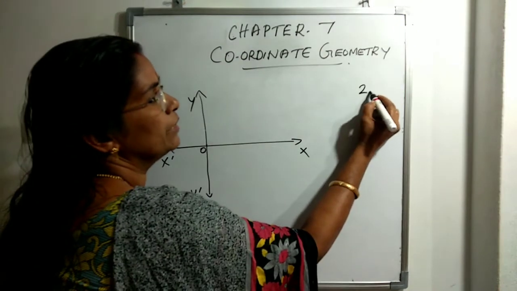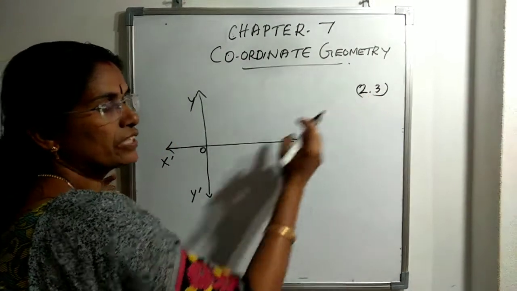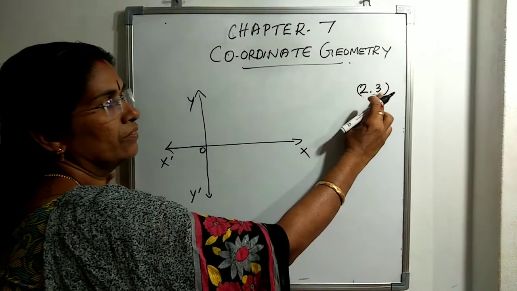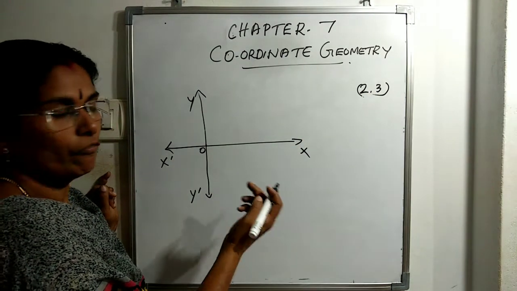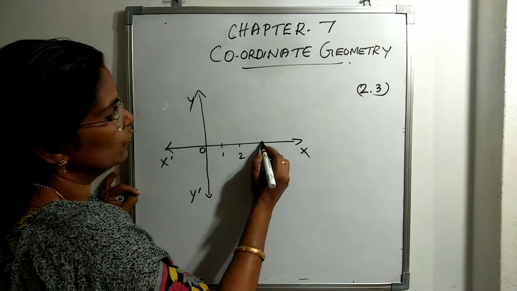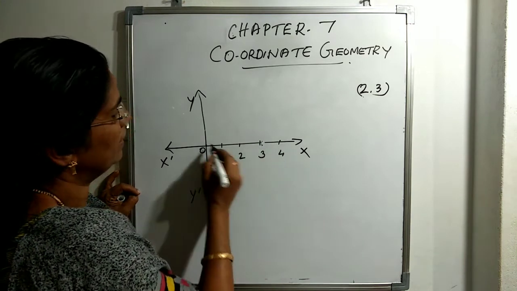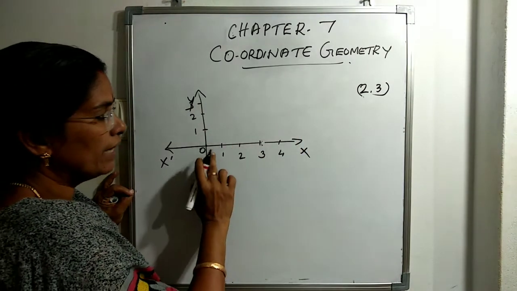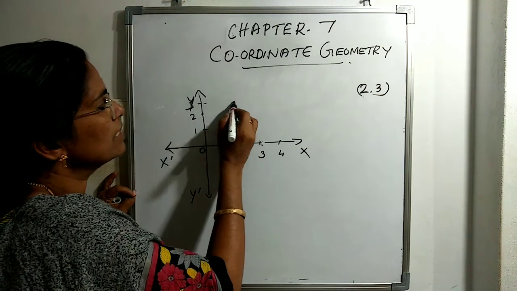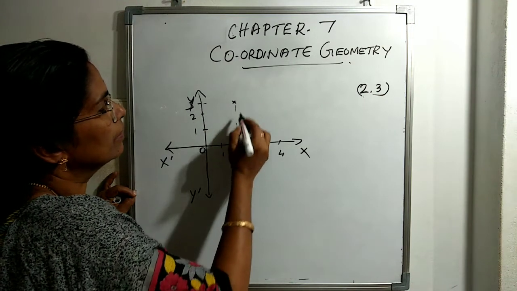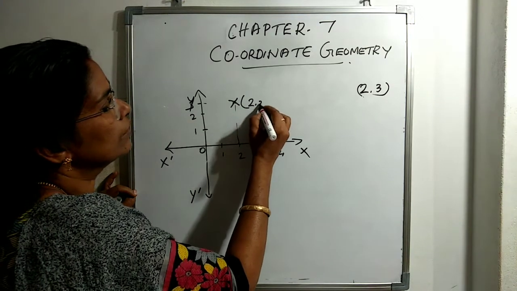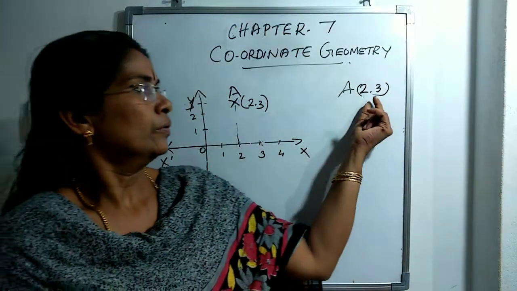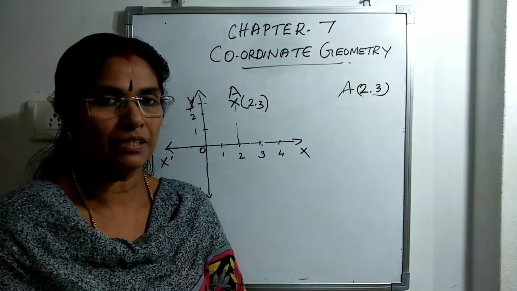Suppose the coordinate is (2, 3). What is the first value representing? That is the X coordinate, or abscissa, we are saying. What is the second value? That is the Y value. Suppose we mark 1, 2, 3, 4 here. So where will (2, 3) be? On the X axis 2 and on the Y axis 3. So here it will be. This point is (2, 3). Suppose the name is given as A, then we can write it as A(2, 3). So last year we learned how to plot the points.